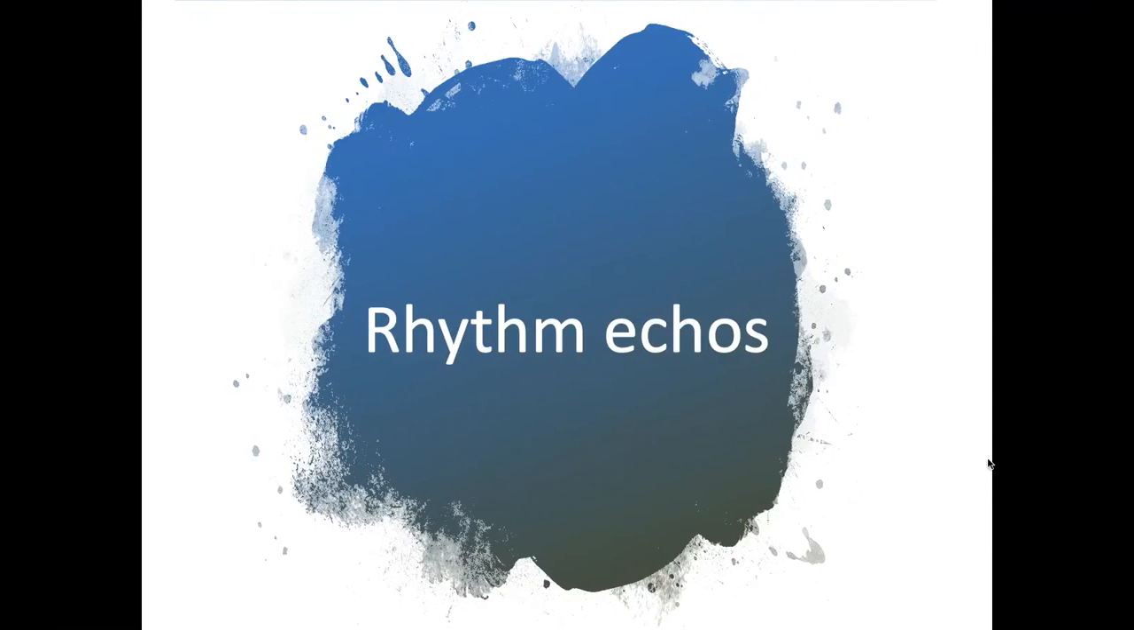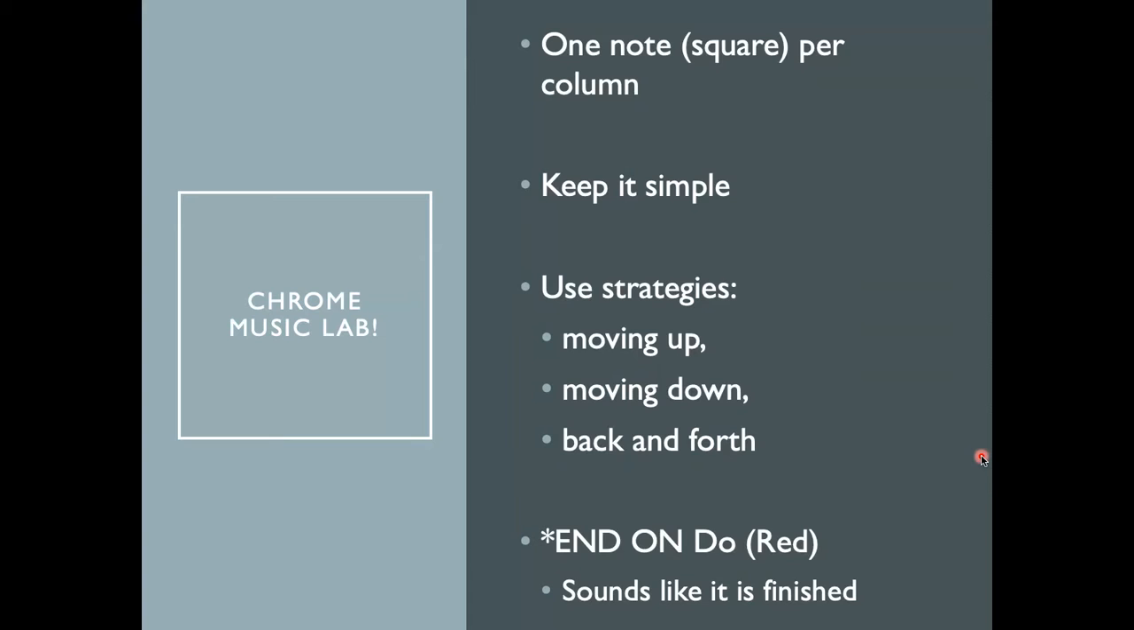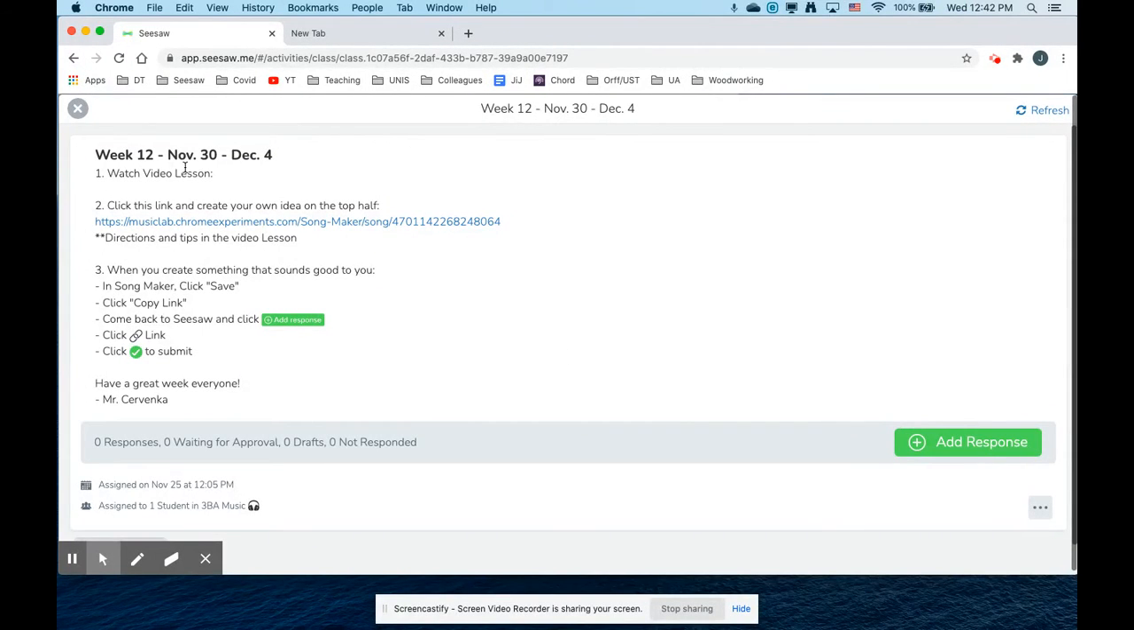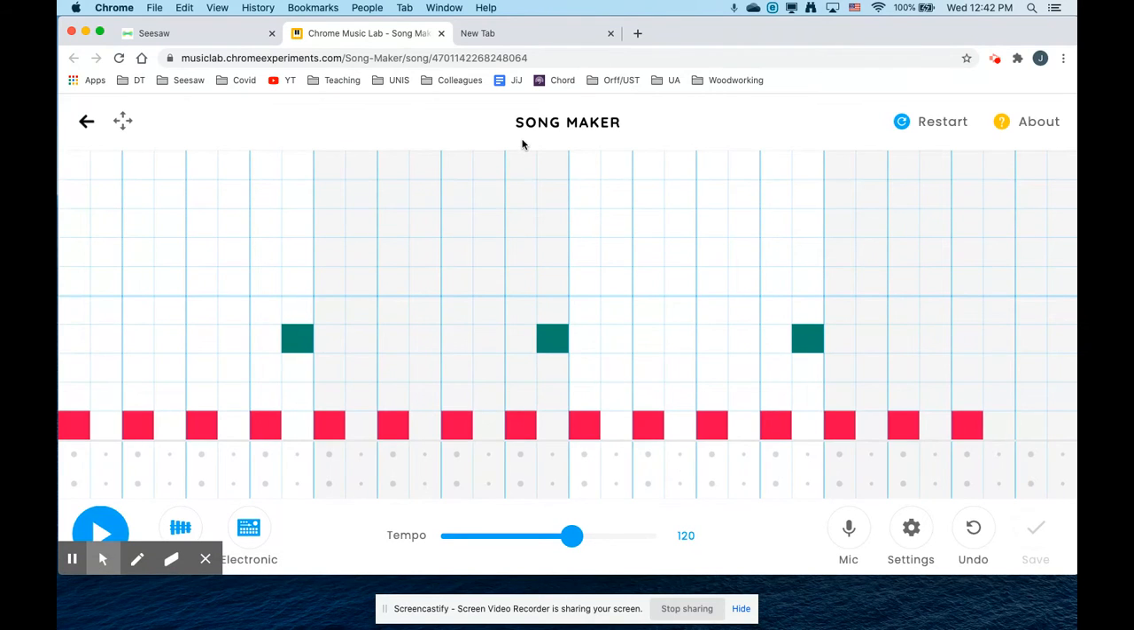We are going to go to Chrome Music Lab. And I'm going to show you kind of how I have this set up. So when you go to your Seesaw activity, first, the lesson videos here, you're already there because you're watching this video. The next thing says click this link and create your own idea on the top half. So let's click this link and see where it takes us. Takes us to Chrome Music Lab, takes us to Songmaker, which is one where we can do songs.